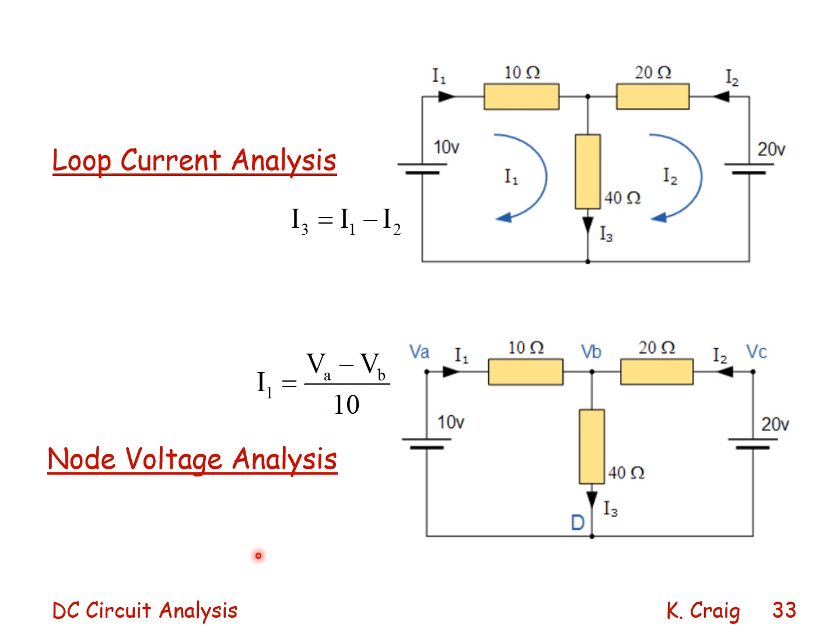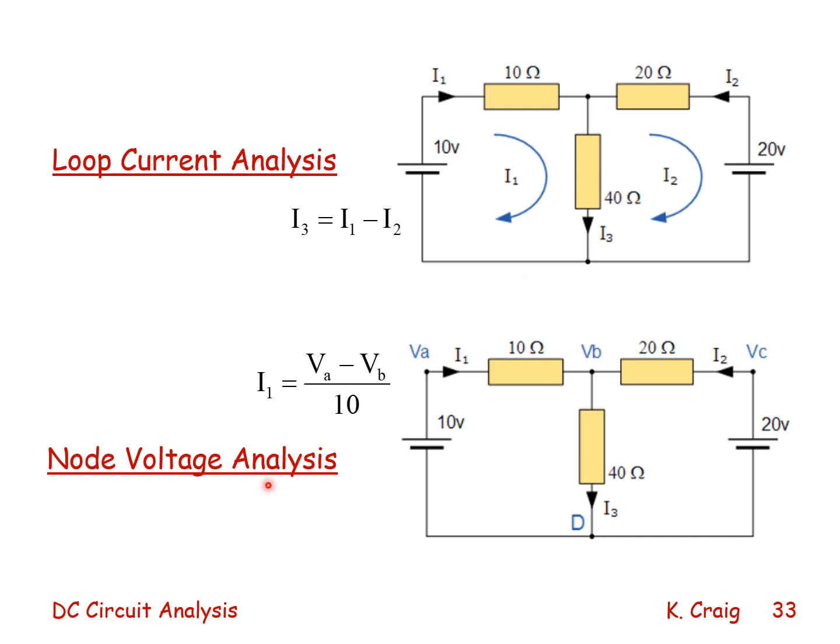These diagrams show two different approaches to solving circuit problems. One is called loop current analysis. Here we assign currents to loops I1, I2. So the current flowing through the 40 ohm resistor is equal to I1 minus I2.